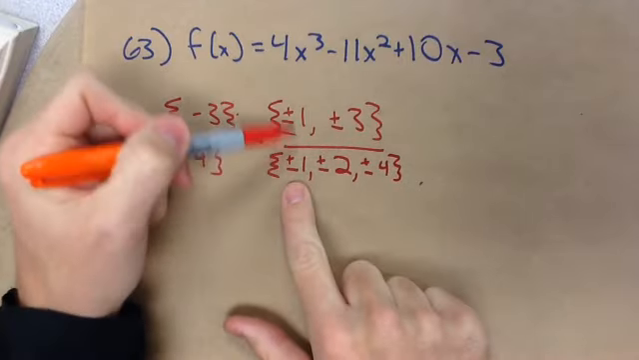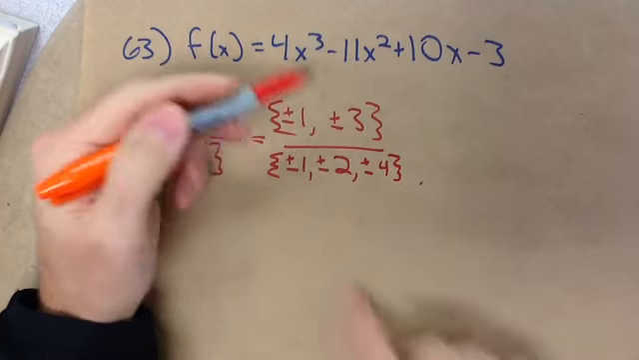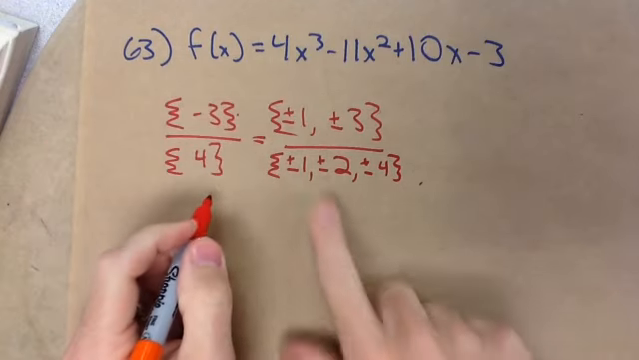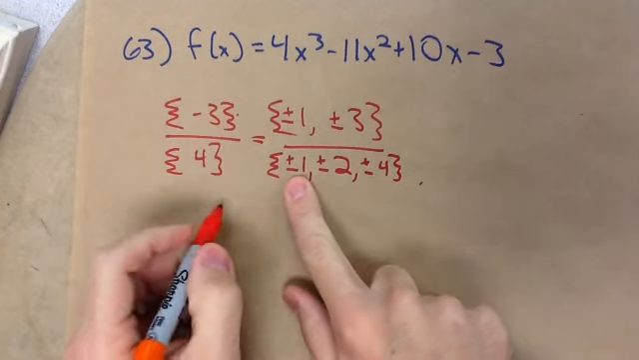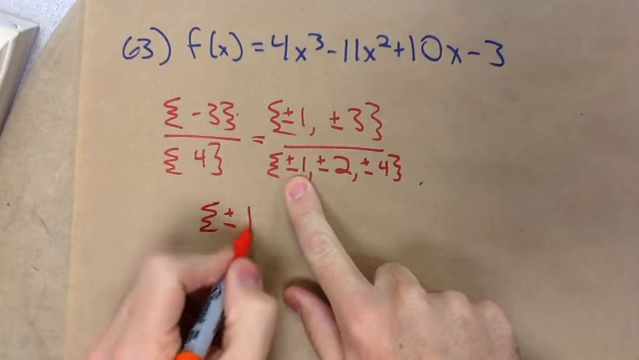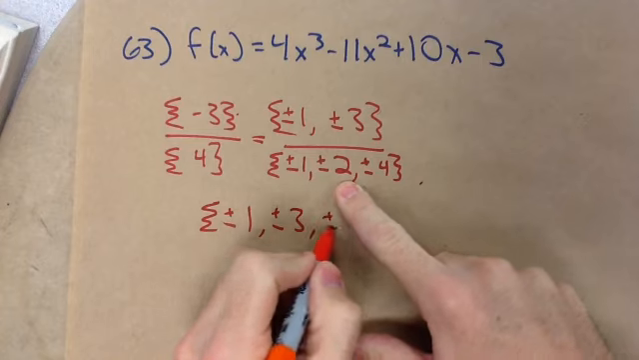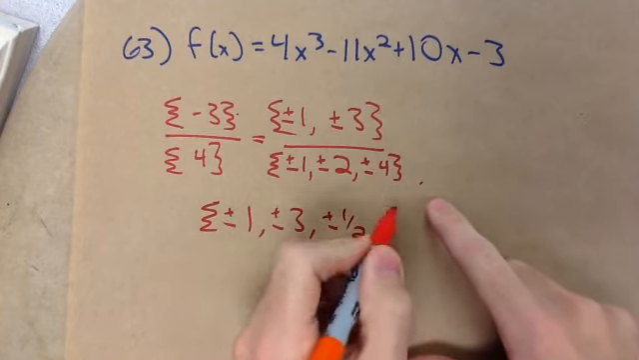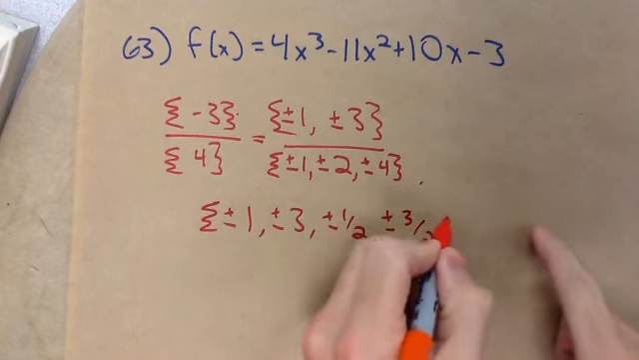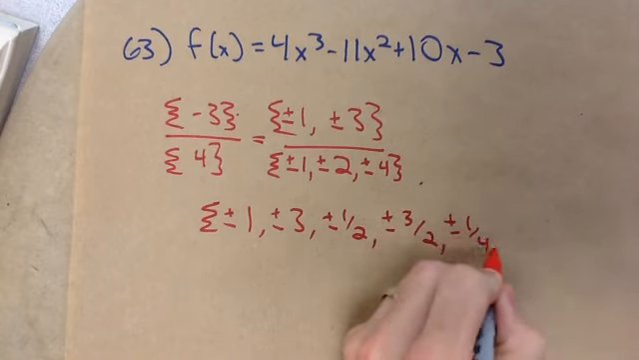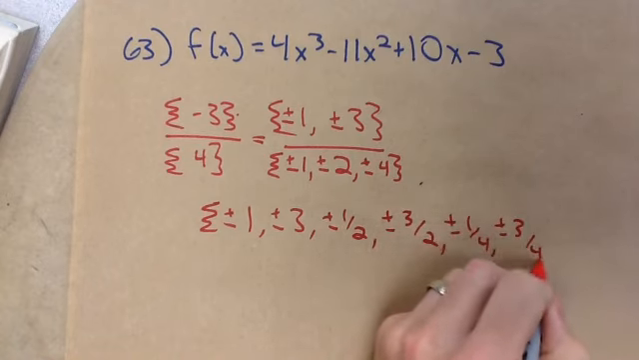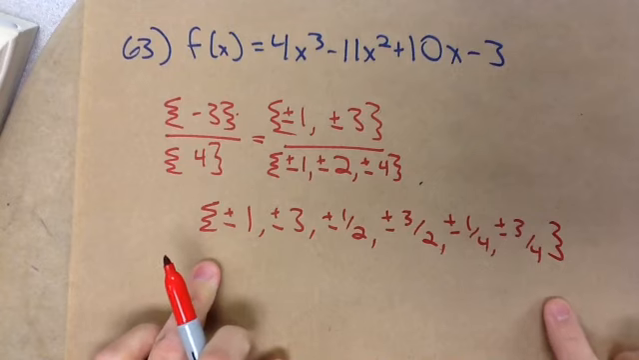So now I need to match up each one of the numerator values with each one of the denominators. I'll start with matching the 1 with each numerator. So I got plus or minus 1 over 1, plus or minus 3 over 1. Next I'm going to do plus or minus 1/2, plus or minus 3/2, plus or minus 1/4, plus or minus 3/4. And there's my list of all possible zeros.